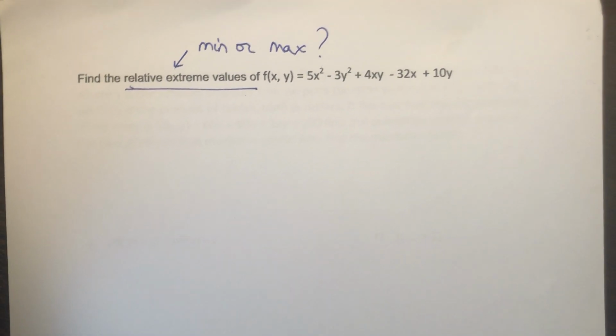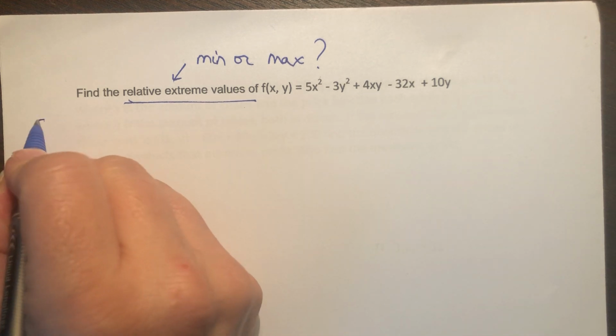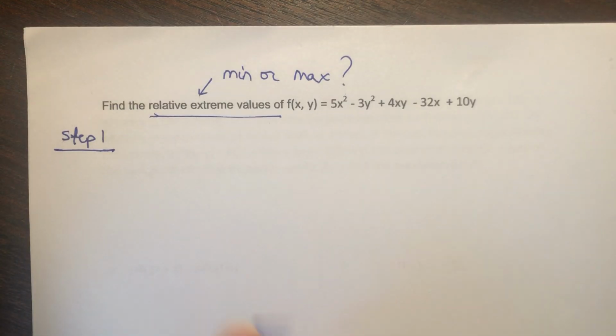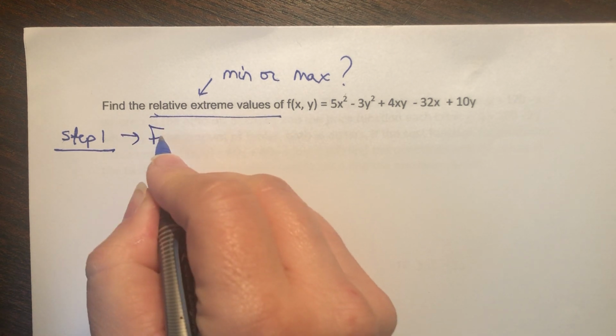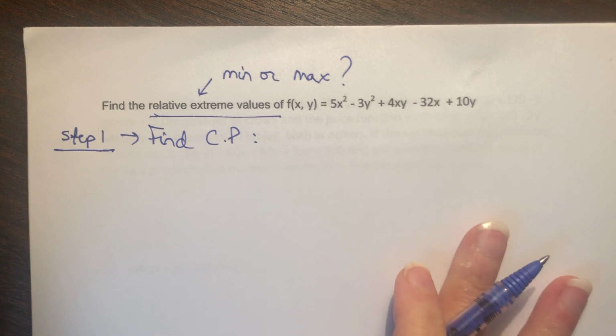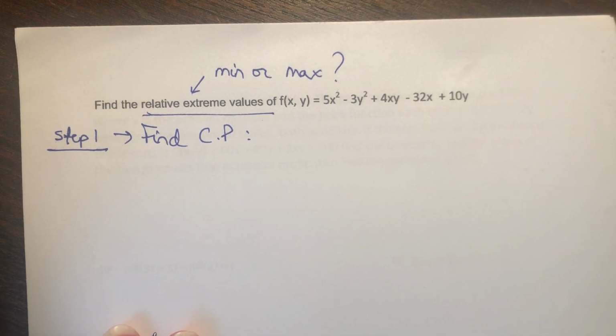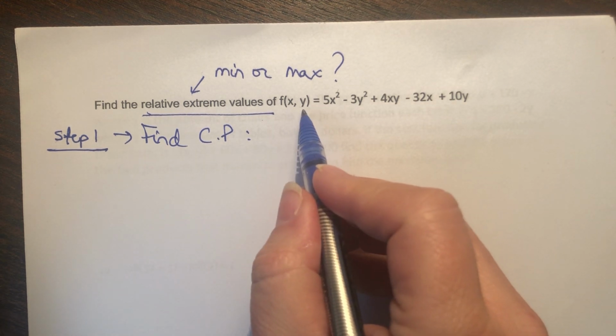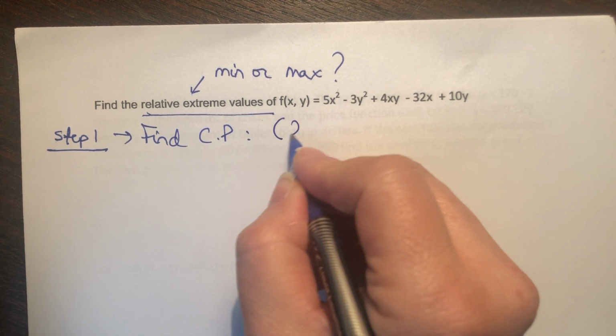So to find a min or a max, again, step 1 was to do what? Find the critical points. Yes, we did. The critical point, remember, was the equivalent of the critical number from chapter 2. Now we're actually putting in a point inside the function, so an x and a y. So that was (2, 3).